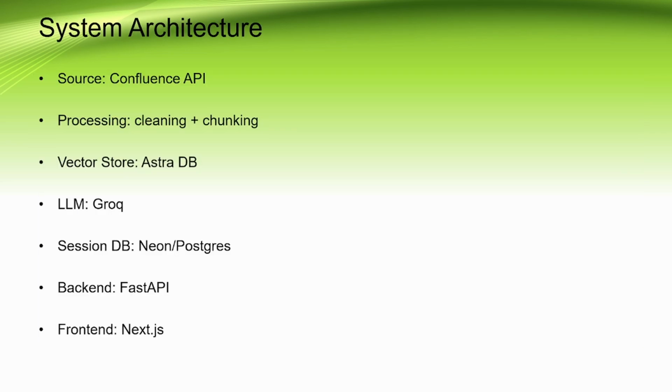So let's talk about the system architecture. The system is built in layers. Confluence is the source of truth for documentation. The backend fetches page content, cleans it, and chunks it for retrieval, as I said earlier. The vectorized DB, or the document chunks, are stored in Astra DB. At query time, Astra DB retrieves relevant chunks and Groq is used to generate the final answer. For persistent conversation memory, I used Neon hosted PostgreSQL. The backend is built with FastAPI and the frontend is built with Next.js.